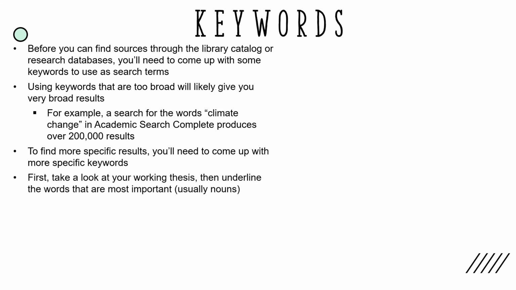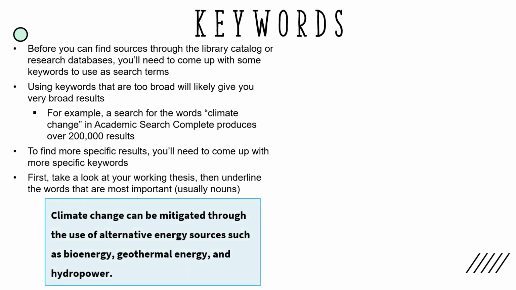First, take a look at your working thesis. Then, underline the words you feel are most important. Usually these are nouns. Let's use this thesis as an example. Climate change can be mitigated through the use of alternative energy sources such as bioenergy, geothermal energy, and hydropower. Here, you might underline the words climate change, alternative energy sources, bioenergy, geothermal energy, and hydropower.